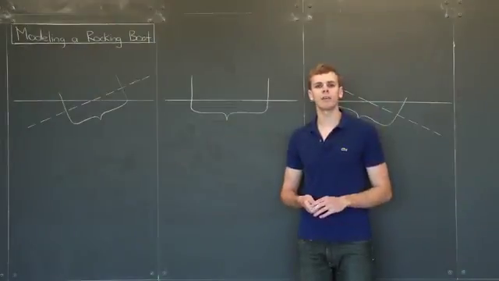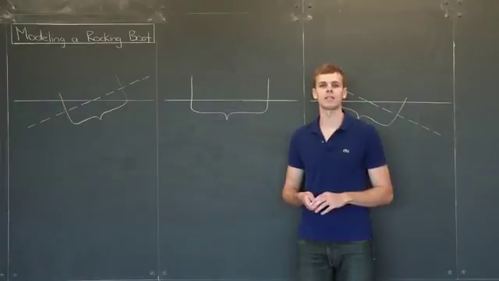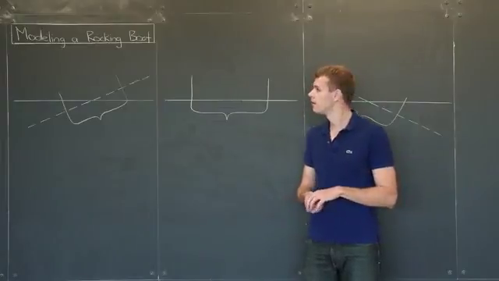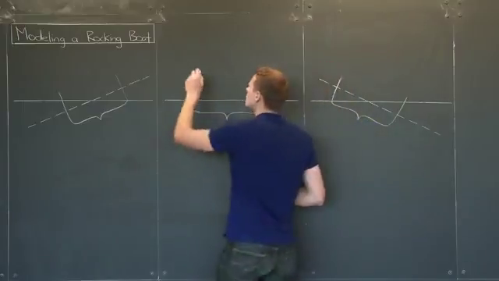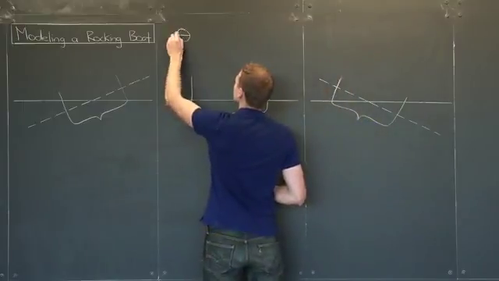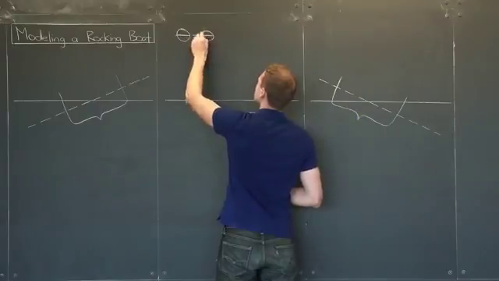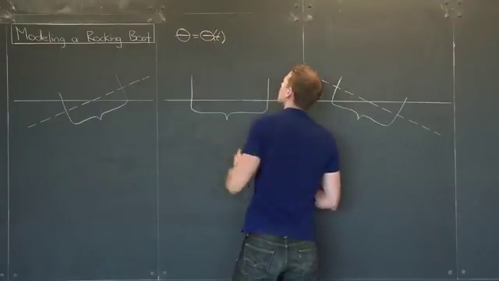In this video, we will use linear modeling to predict how a boat rocks from side to side in the water around its flat equilibrium position. In the previous video, we saw that we could describe this rocking motion using the rotation angle of the boat, theta, which is a function of time, t.